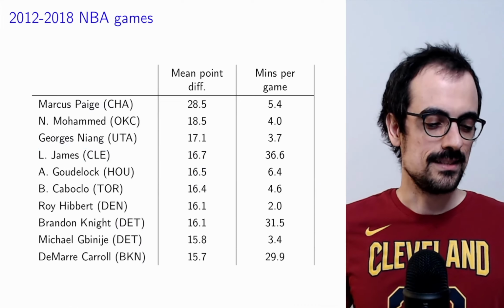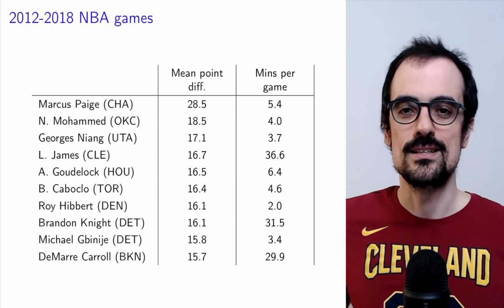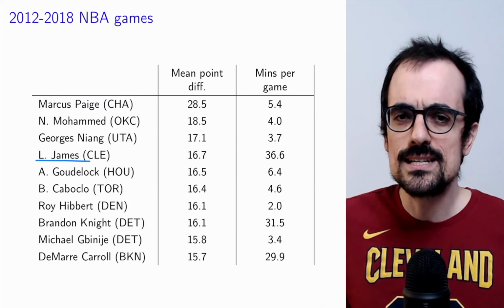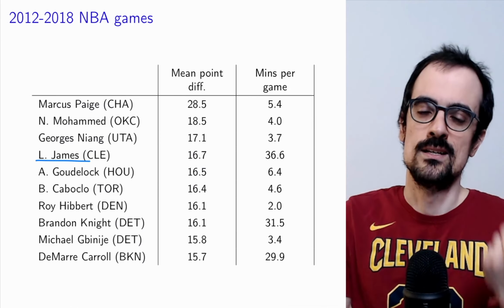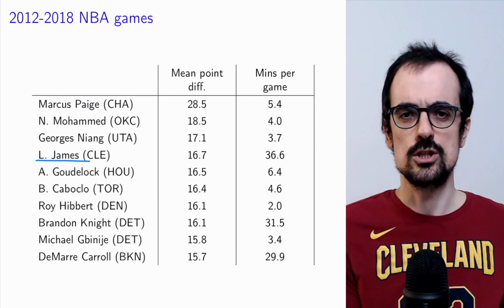If we look at the minutes per game played by these players, they're pretty low in general, except for LeBron James, which indicates that these are role players, which is very surprising because you wouldn't expect role players to have this impact. An NBA game is 48 minutes. So most of these players are playing a small fraction of the games. So it's surprising that their impact should be so spectacular. So what is going on?